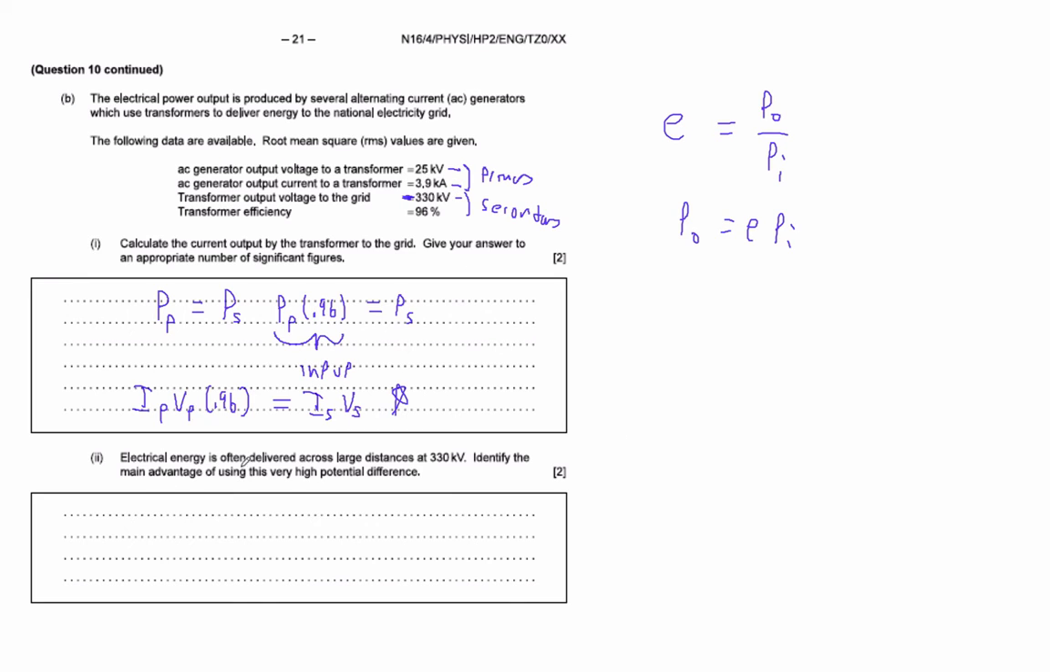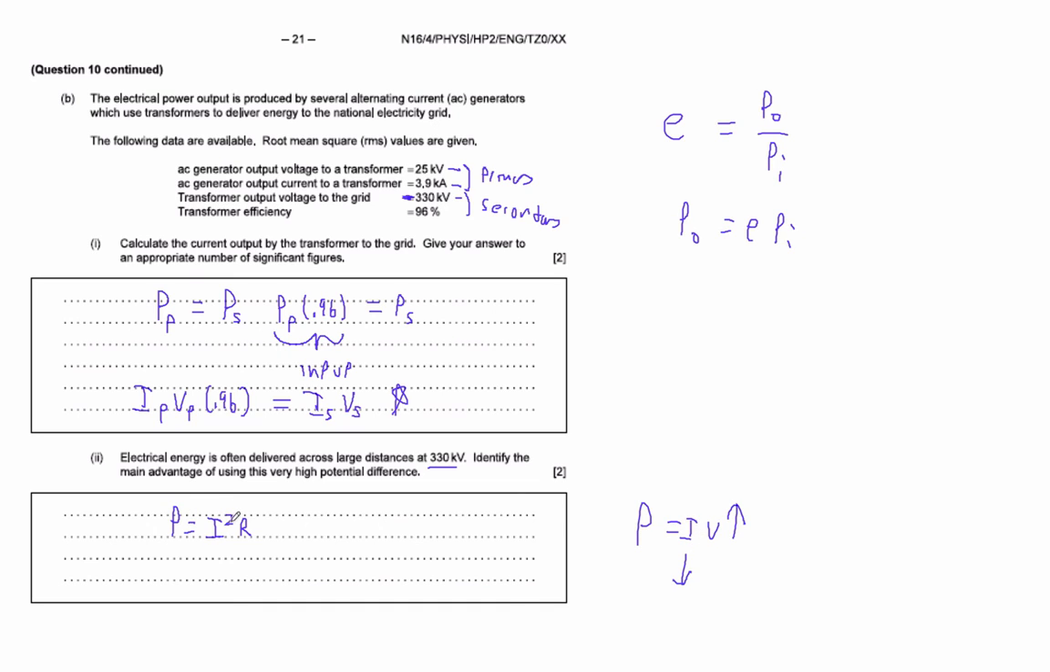All right. Electrical energy is often delivered across large distances at 330 kilovolts. Identify the main advantage. Well, let's see. Remember that the power loss, well, I think one of the points you need to make is that the power loss on a power line is I squared R. Another, and then also the power is IV, right? So if you use a tremendous voltage, your current can be smaller, right? So maybe the two marks are talk about the relationship between current and voltage, right? Large voltages lead to less current being used, right? That's maybe one of them.